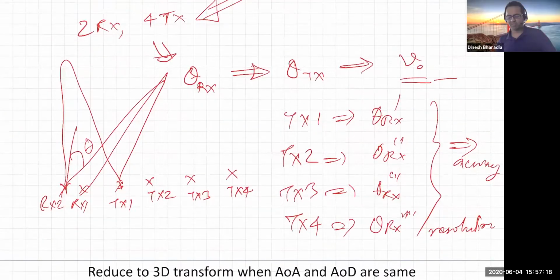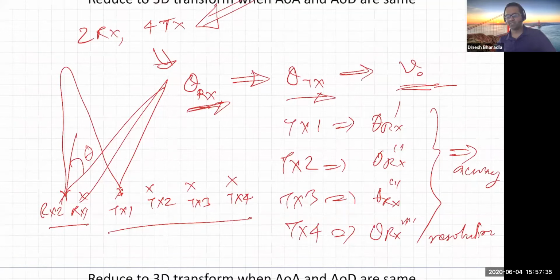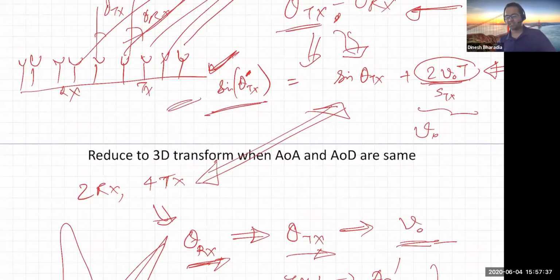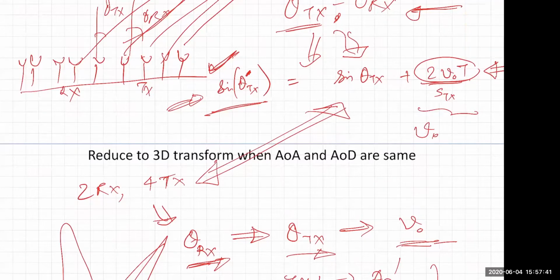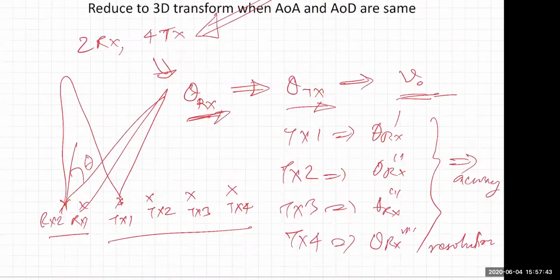Yeah. So the problem is the following. I only have 2 receivers, 4 transmitters. And if I go by this process of theta rx, theta tx, and nu naught, I'm essentially going to get a very low accuracy because theta rx's accuracy or resolution is not that great. That would give me bad resolution on theta tx, and therefore a bad velocity estimation in this particular case. So now how do we mitigate this problem?